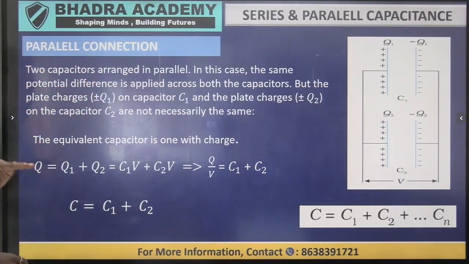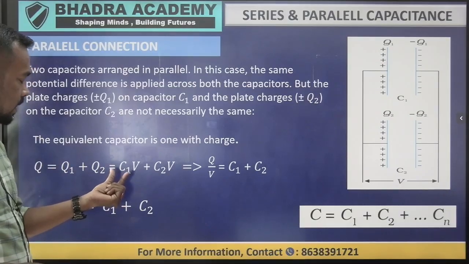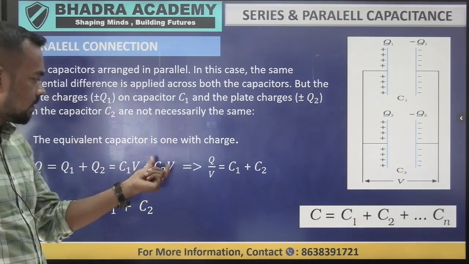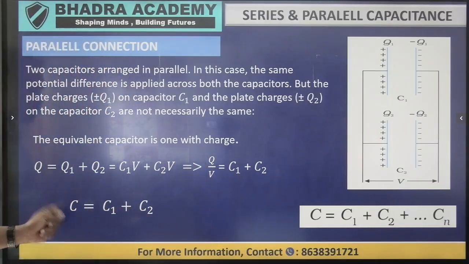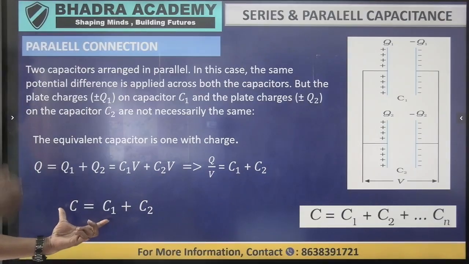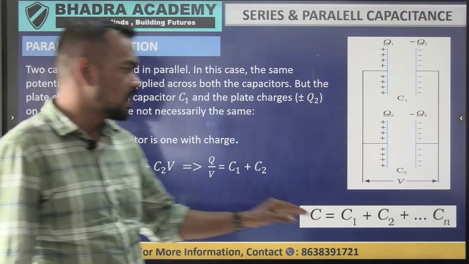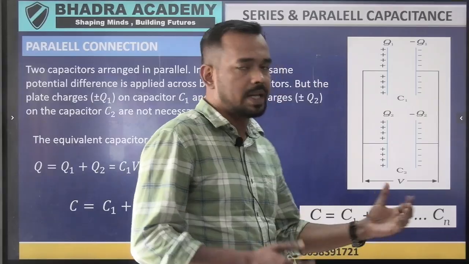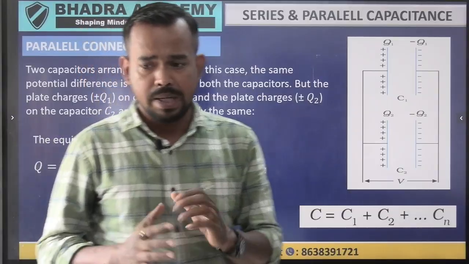Finally we can see the total charge, which is given by Q1 plus Q2, where from the capacitance formula we know that Q is equal to CV, that is C1 V plus C2 V, and the potential is common, so V can be taken out. Q by V we know is the capacitance C, and finally we have the equation for the parallel combination: the equivalent capacitance is equal to C1 plus C2. And if there are n number of capacitors, then C is equal to C1 plus C2 up to Cn. So these are the formulas for series and parallel capacitance.